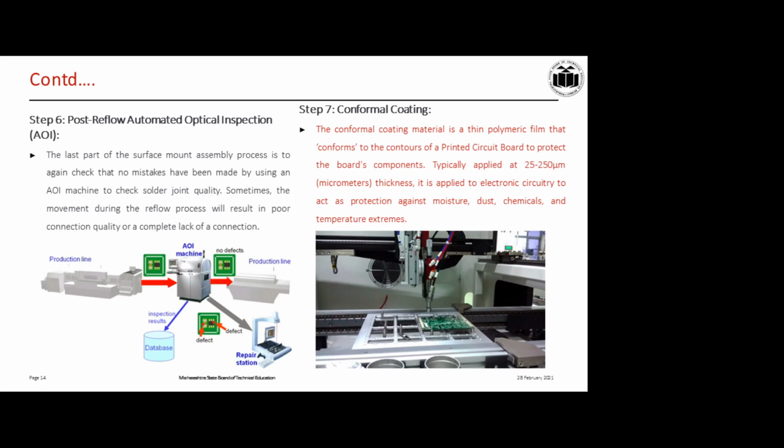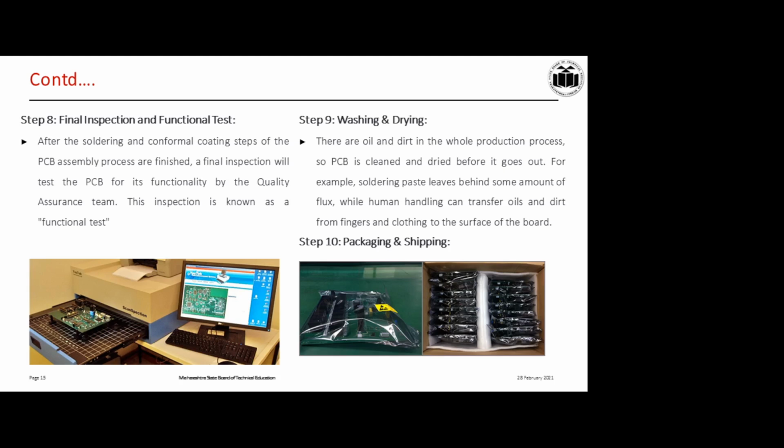The thickness of this polymeric film is 25 to 250 micrometers, and it is used for protection against moisture, dust, chemicals and temperature extremes. So this step, the conformal coating, is a must. After that, the final inspection and the functional test.